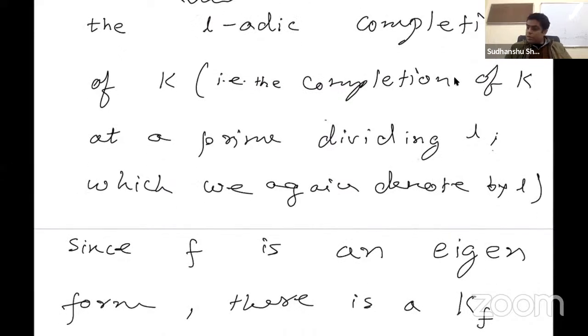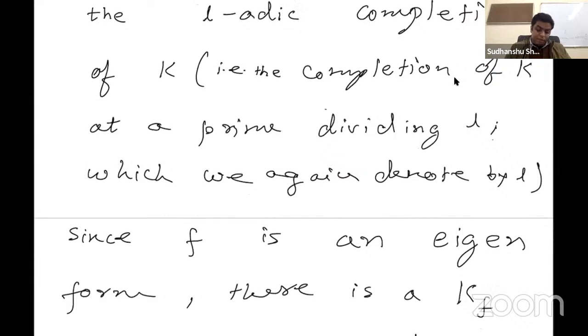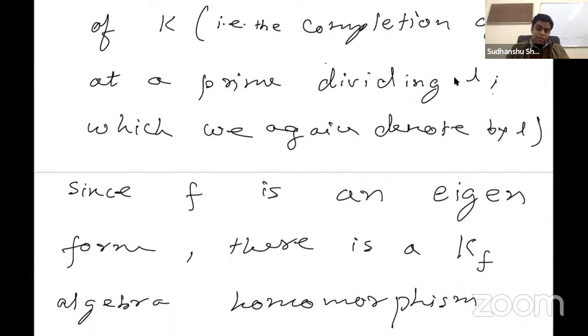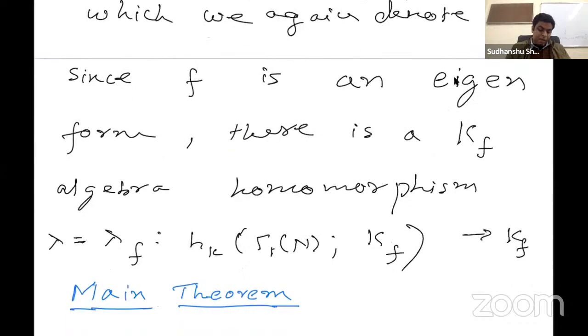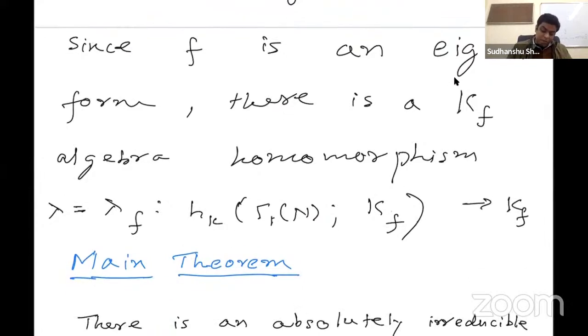Okay, so now, again, since F is a Hecke eigenform, there is a K_F-algebra homomorphism, which we denote by lambda_F, or sometimes I'll just denote it by lambda if F is understood from the context. So there is a homomorphism here, which takes T_n to a_n of F.